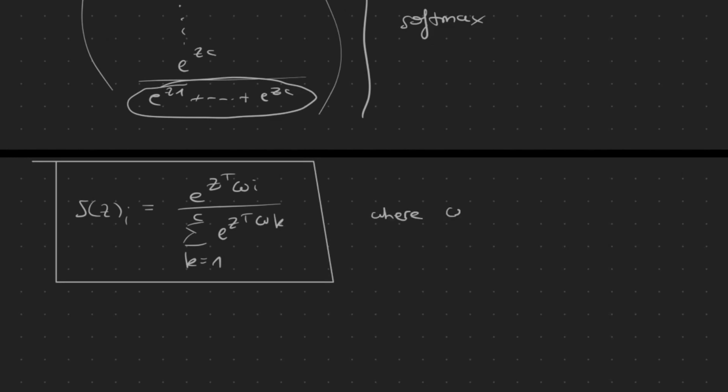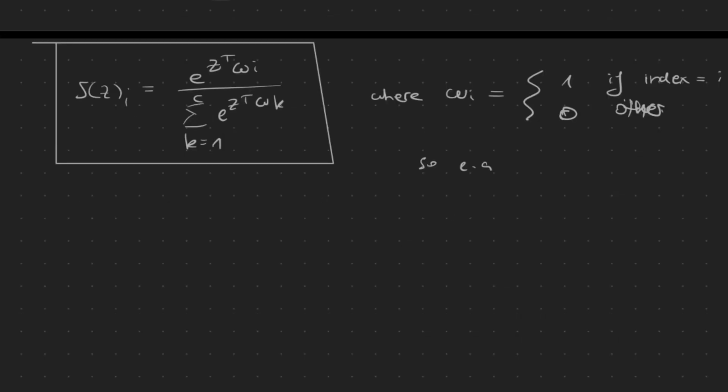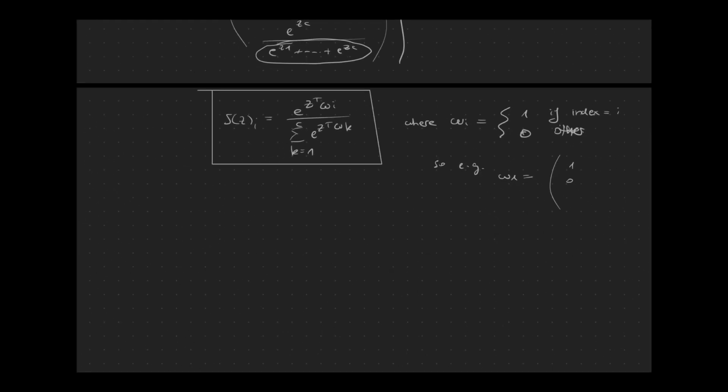Where wi, what is it? Well, it's 1 if the row index is equal to i, and 0 otherwise. So for example, w1 could look like this: 1, 0, 0, where we would have 3 classes.